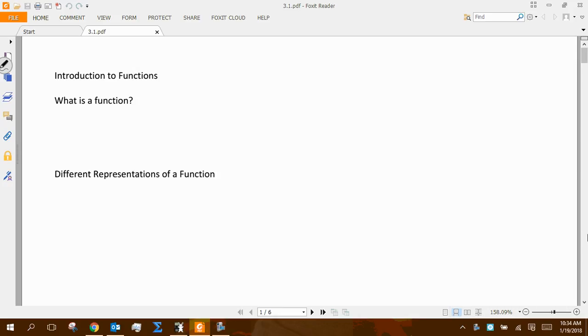Wanted to give you the notes for section 3.1. I'm talking about functions. It's an introduction to functions. First thing it says, what is a function?